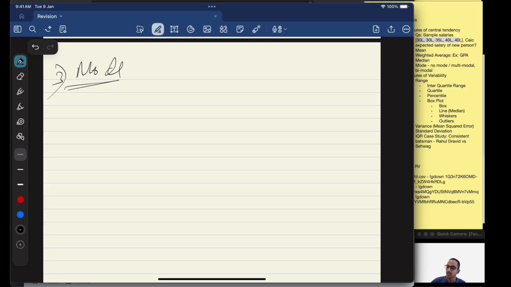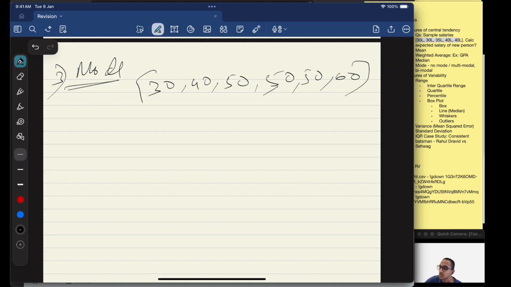So let's say I have 30, 40, 50, 50, 50, 60. In this data set, what is the most frequently occurring element? It is 50, right? This came 3 times. So the mode would be 50 here.